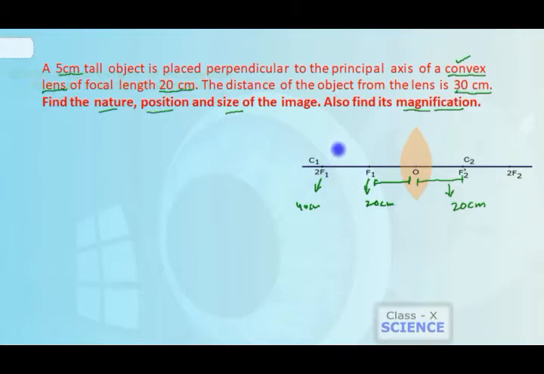We keep somewhere in between here. So perpendicular we have made, right? According to the question, we need to find the nature, position, size and also the magnification of the image formed. So, to solve this numerical problem, we will be using the lens formula.